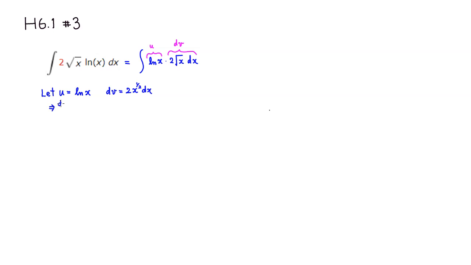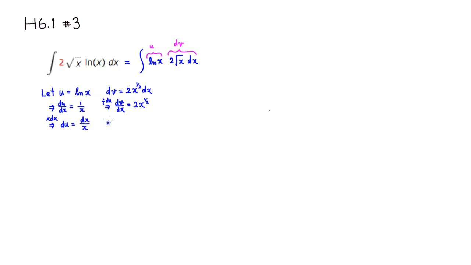So we have du over dx is equal to 1 over x. Then I'm going to multiply both sides by dx so that we can find du. So du is equivalent to dx over x. And here, for dv, I'm going to divide through by dx so that we have dv over dx, which is the derivative, equal to 2x to the 1/2 power.